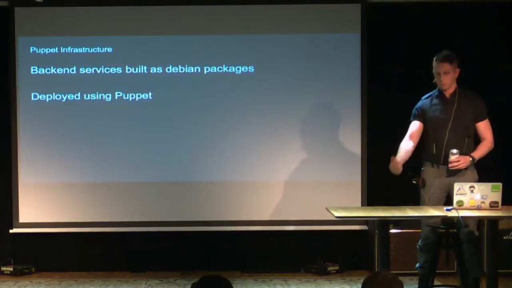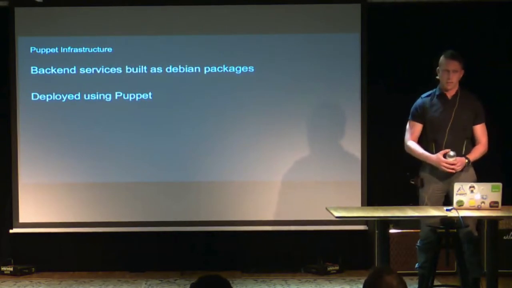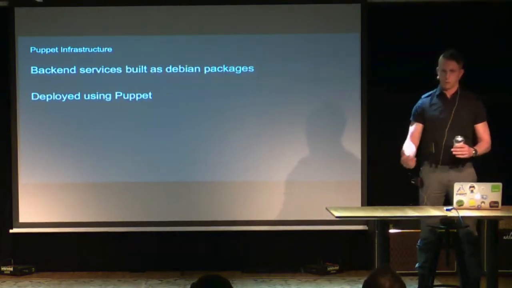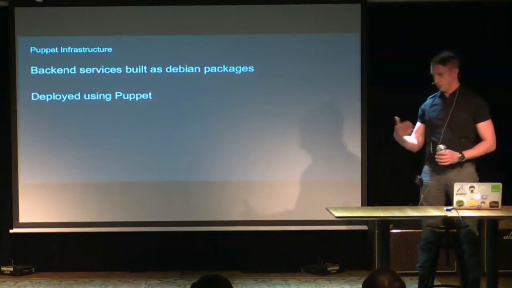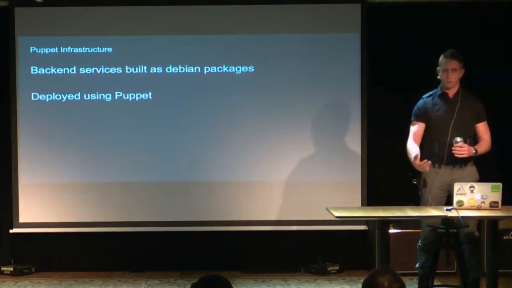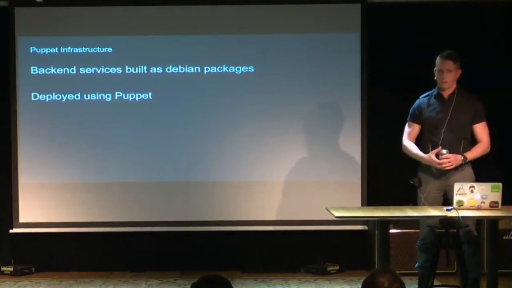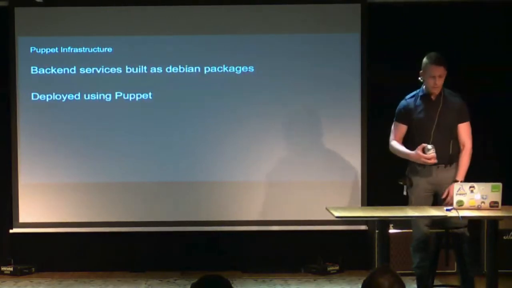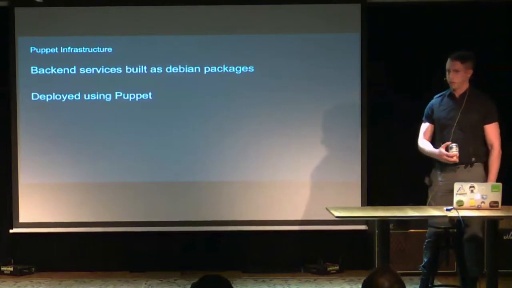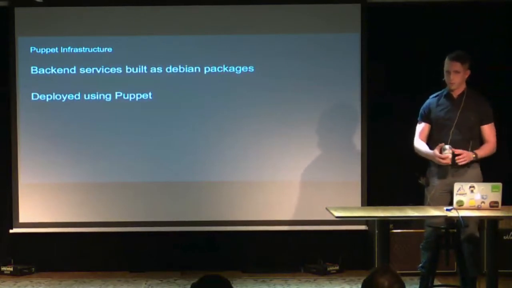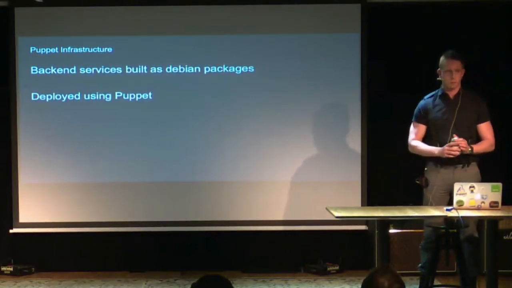So when developers build new backend services and they want to deploy them in testing, they're built as Debian packages, and they write the Puppet module for it, test that out on some virtual machines in the testing environment, and then later on we can merge that into the production branch and deploy those in production using the same Puppet modules.